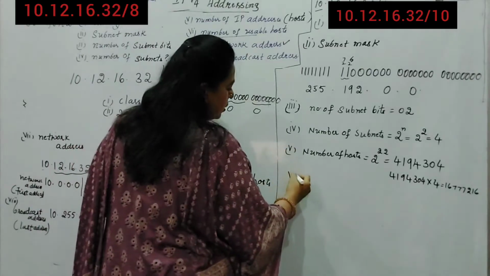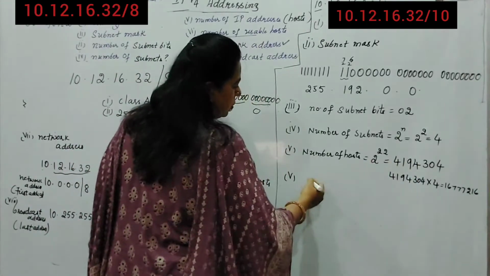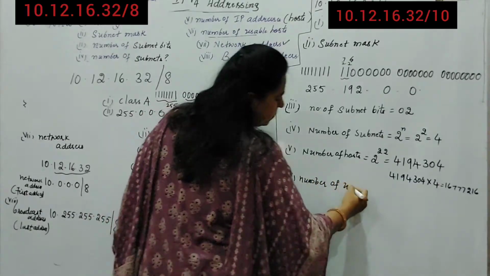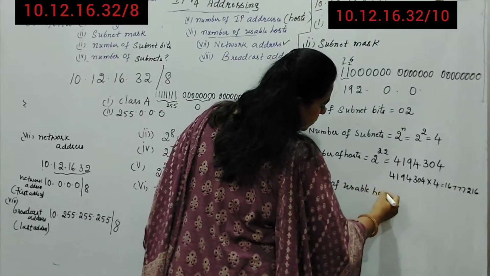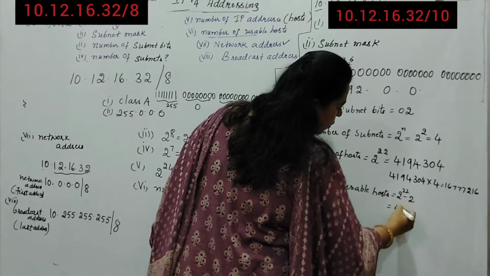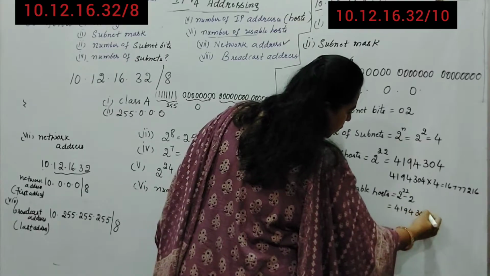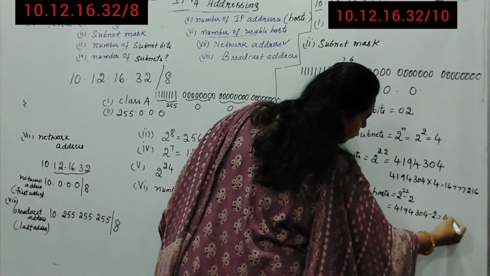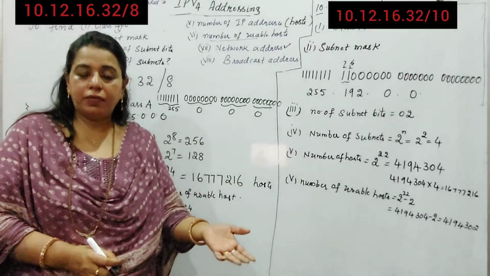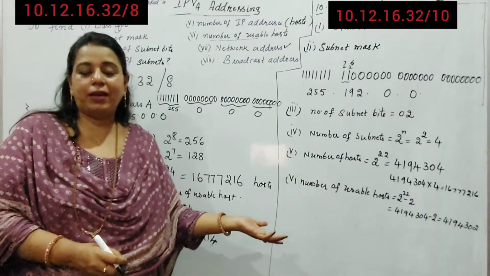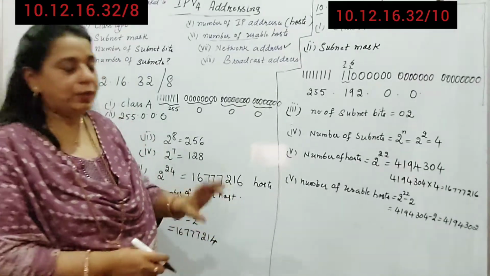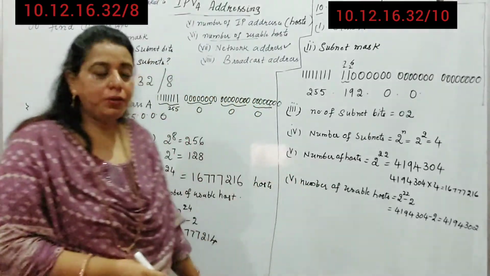So this way you got the total number of hosts also. Number of usable hosts is always what? The total hosts minus 2. So number of usable hosts will be 2 to the power of 22 minus 2, which is equal to 4,194,304 minus 2, which is equal to 4,194,302 hosts. You are subtracting 2 IP addresses here. The first one denotes the network address, that means here it will be the subnetwork address, and the last one will be the broadcast address. Excluding these two, you will get these many usable hosts.